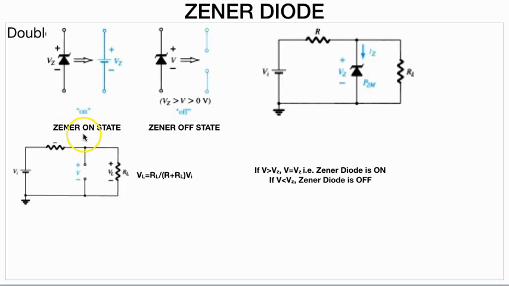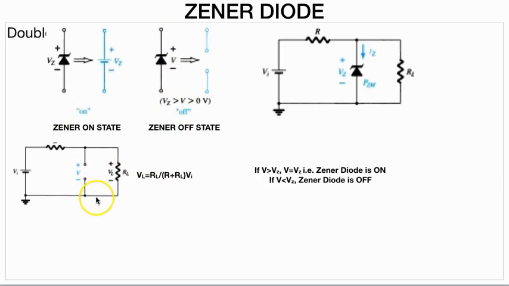Now Zener diode is another application. As I have already told you, this is the anode end, this is the cathode end. Plus minus Vz is the Zener voltage across which the current will rise exponentially, but the voltage will remain constant. Okay, the Zener off state, Zener on state.